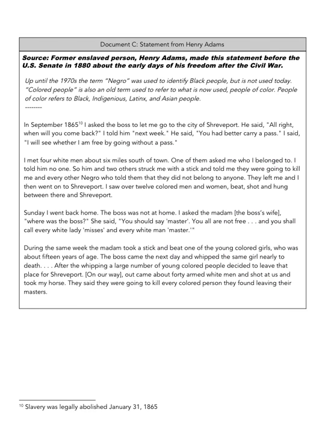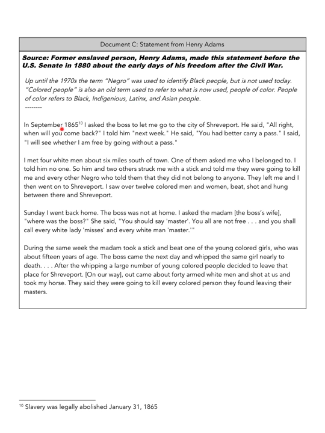Starting from the top, Document C, Statement from Henry Adams. Source, former enslaved person Henry Adams made this statement before the U.S. Senate in 1880 about the early days of his freedom after the Civil War. Up until the 1970s, the term Negro was used to identify Black people, but is not used today. Colored people is also an old term used to refer to what is now used, people of color. People of color refers to Black, Indigenous, Latinx, and Asian people.